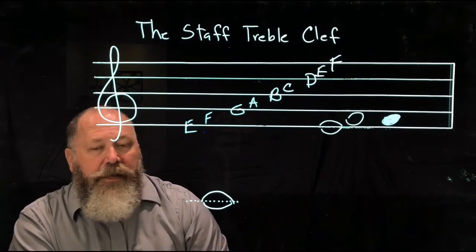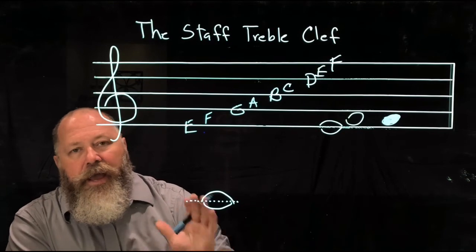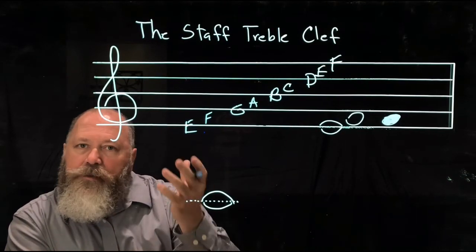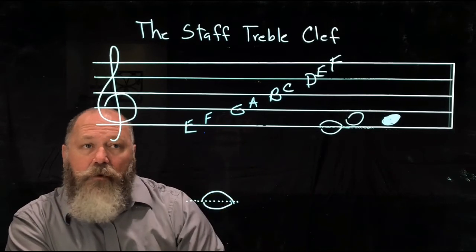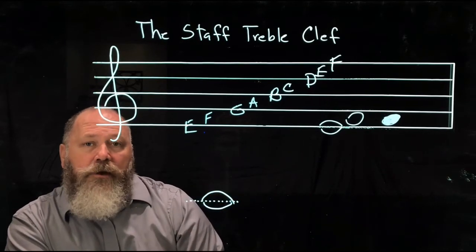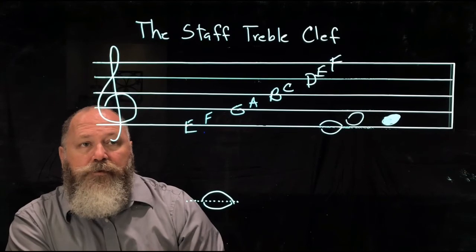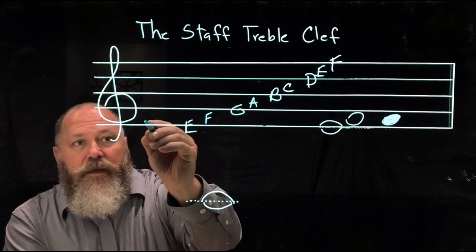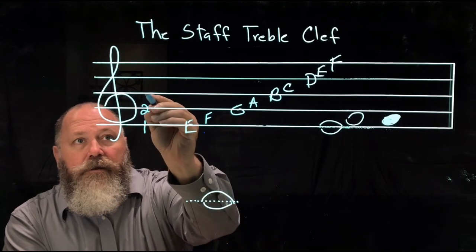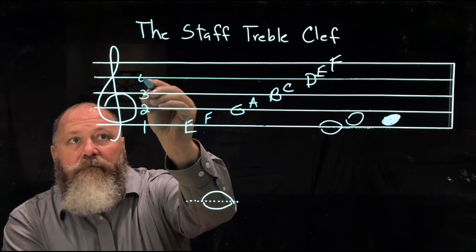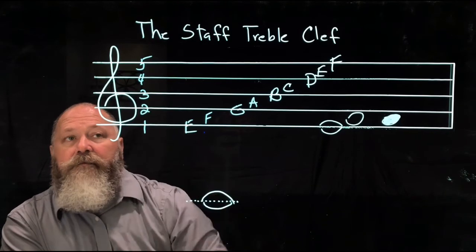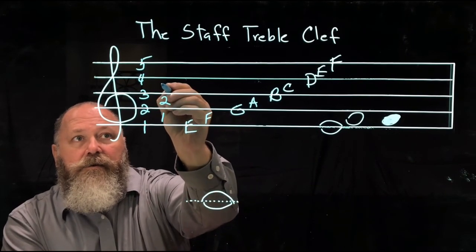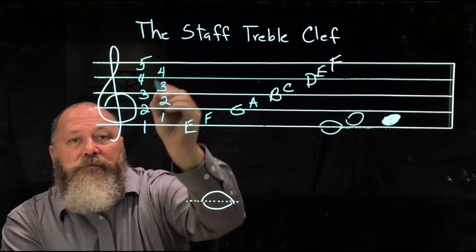One more thing that we need to discuss. Anytime musicians talk about the staff or the specific lines on the staff or the spaces, they always go from the bottom to the top and they number them. So the lines, this is line 1, line 2, line 3, line 4, and line 5. This is space 1, space 2, space 3, space 4.